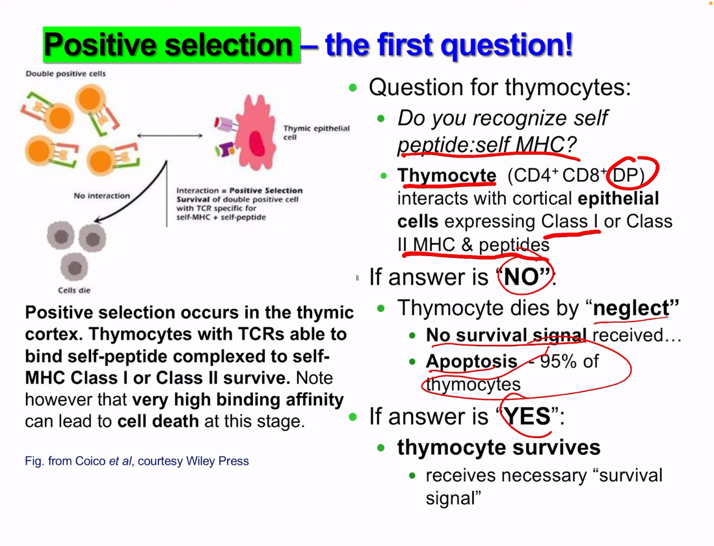But if the answer is yes, for those lucky few, these thymocytes survive and they receive survival signals. Then they pass positive selection. So again, positive selection occurs in the thymic cortex. Thymocytes with T cell receptors able to bind self-peptide complex to self-MHC, including class 1 and class 2. But note, however, that very high binding affinity can lead to cell death. So we don't want too strong, we just want just the right binding affinity.